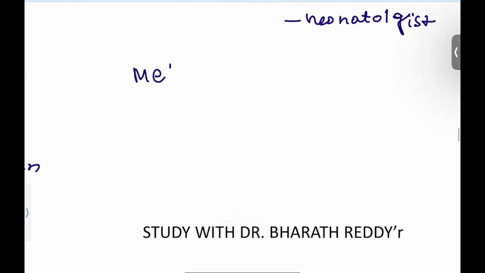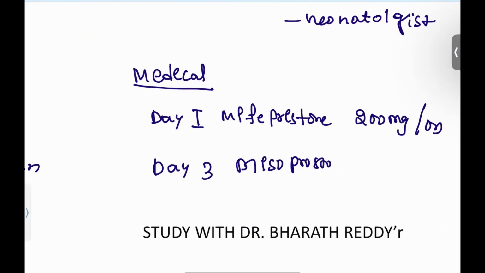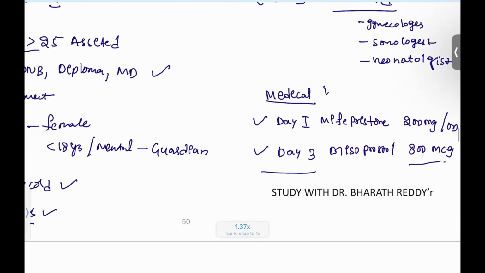And coming to the medical abortion, what is the dosage? In the medical abortion, we are going to give 2 tablets. On day 1, we are going to give mifepristone. Okay, mifepristone 200 mg single dose is given. And on day 3, we are going to give another drug, misoprostol. Okay, this is given 800 micrograms. This is how day 1, day 3 is given in the medical abortion. In the surgical abortion, we are going to give suction evacuation.